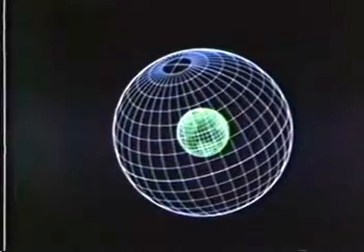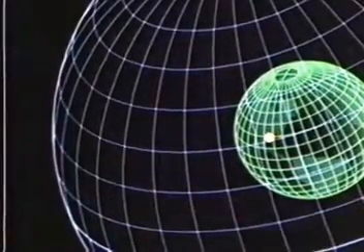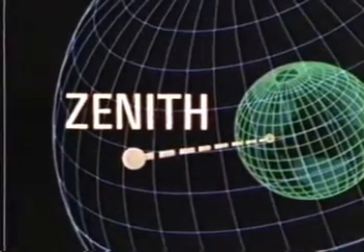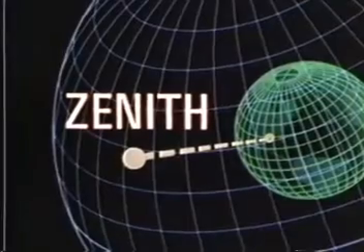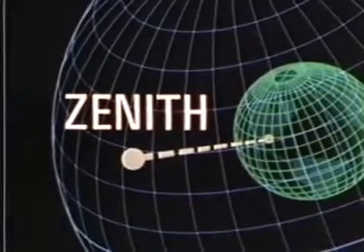Now we must relate the two. First, assume you are at a specific point on the Earth. The point directly overhead on the celestial sphere is called your zenith. Your latitude and longitude coordinates on Earth are similar to the coordinates of your zenith on the celestial sphere.